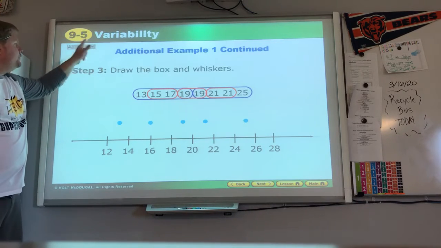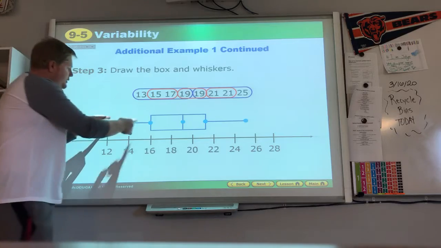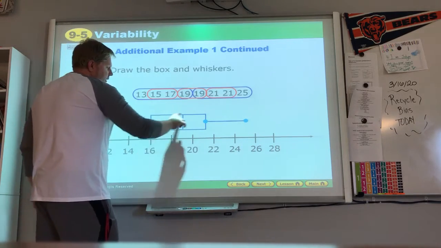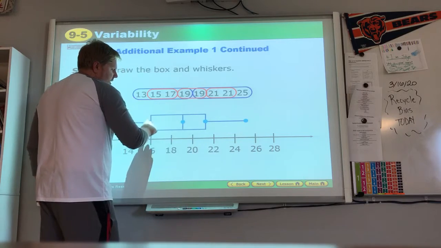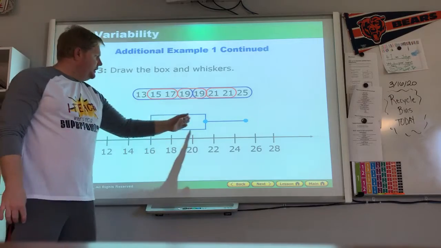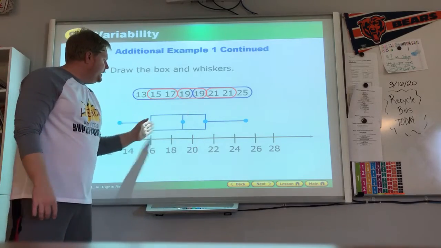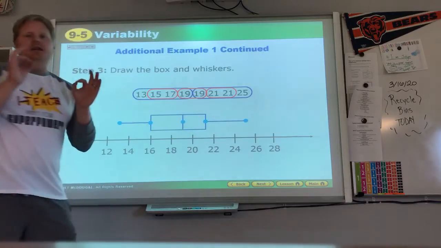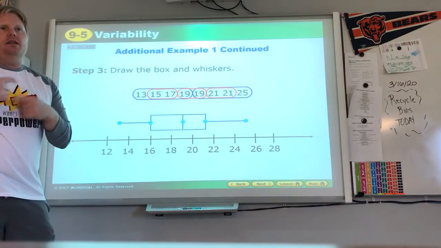So, draw the box and whiskers. Here's your whiskers. Here's your box. First quartile to second quartile, we make a rectangle, making sure we know the median. The median's a little higher in that interquartile range. The space between the quartiles is called the interquartile range. That'll come up.